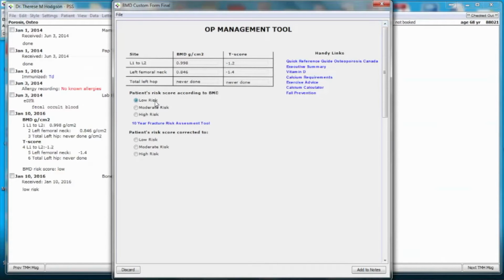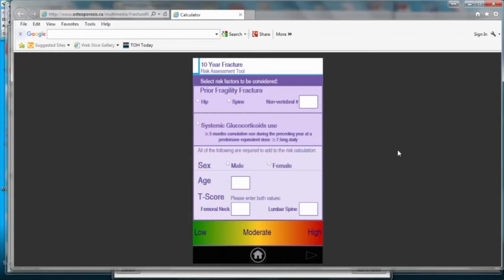So we deemed our patient to be at low risk, but let's first do the 10-year fracture risk assessment tool. Our patient is a female, 68 years of age. Femoral neck is at -1.4 and lumbar spine is at -1.2. This puts her at low risk. Let's say she sustains a hip fracture. This brings her to high risk. Spine fracture also brings her to high risk. One non-vertebral fracture, such as a wrist fracture, brings her to moderate risk, while 2 brings her to high risk.